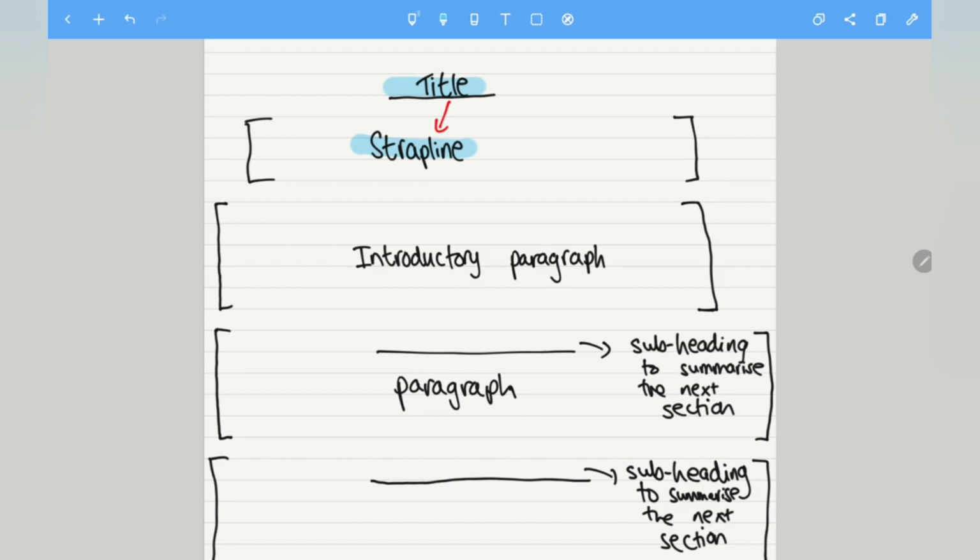And then after that, you'll have the introductory paragraph. So this is your introduction where you start explaining briefly your viewpoint and your thoughts on the statement. And then after that, you will have the next paragraph. And remember, when you move on to the next paragraph, you must have a subheading as highlighted here. The subheading must summarize the next section. So again, it's probably going to be 3 to 4 words that will give the readers an insight of what this paragraph will be about.